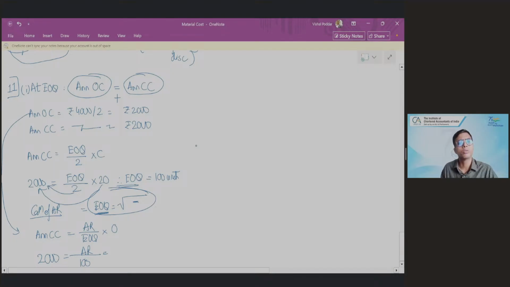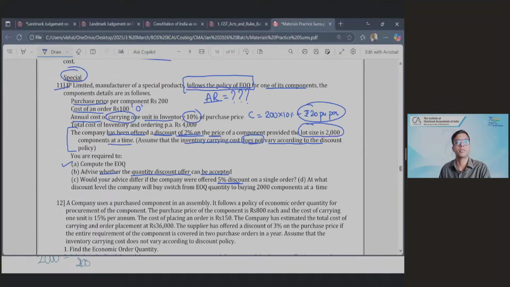sorry, students, EOQ is according to me, not 100. Sorry. It is 200. Please confirm. Just in making fast calculation, I made a small calculation error. Yes, Satish, thank you. So EOQ is 200. Yes, Ishwari. Into O. How much is my O? It is rupees 100.